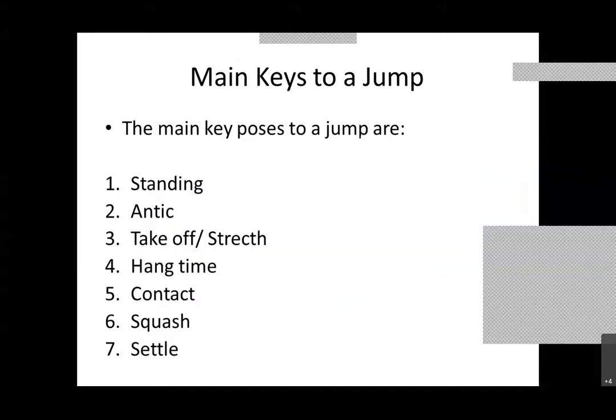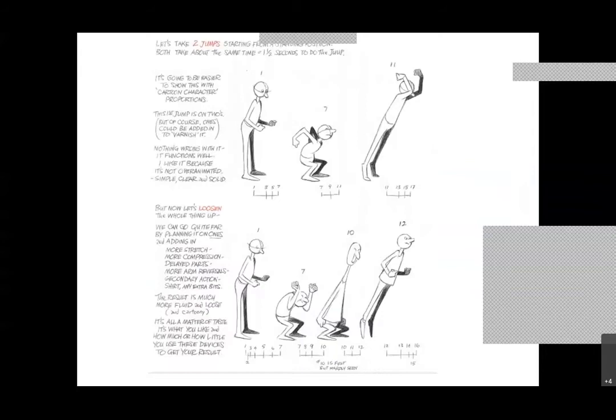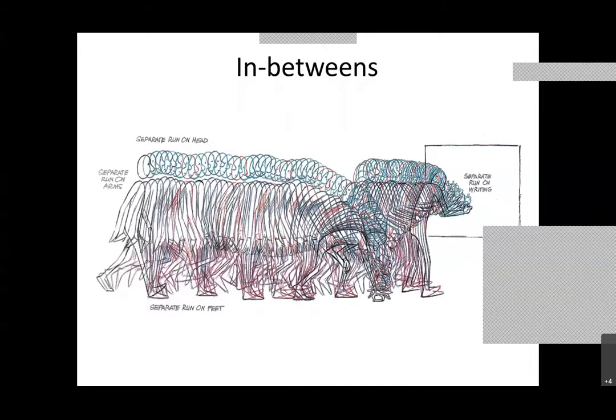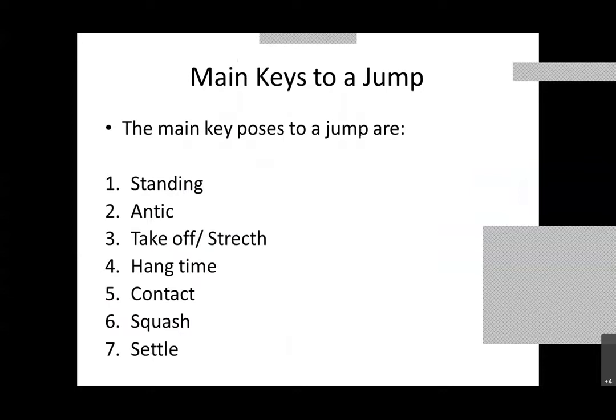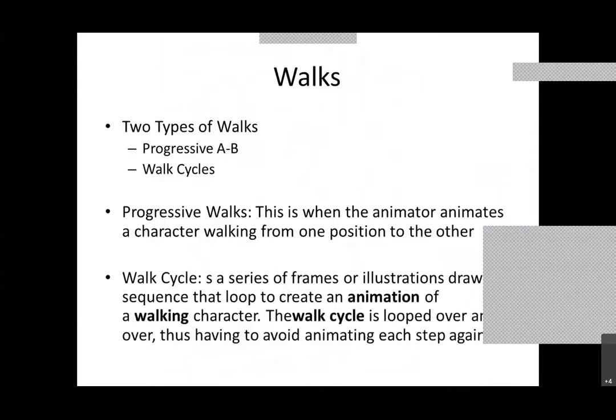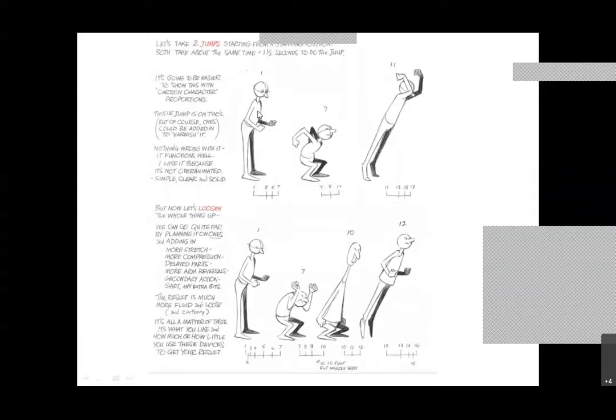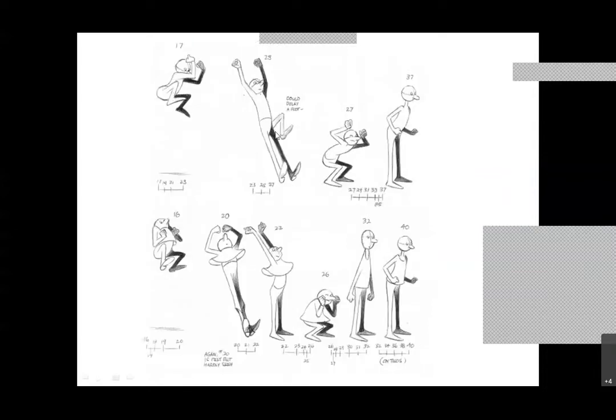By the way, this lesson is now available. I have this PowerPoint based on how to do 2 assignments. So you have how to do jumps, main key poses of a jump, but we're not going to look at jumps today. That is for another class. Today, we're looking at how to do a walk. Just to briefly note, these are the main key poses of a jump: standing, anticipation, take off, the hang time, landing in a squash down, and then coming back up.